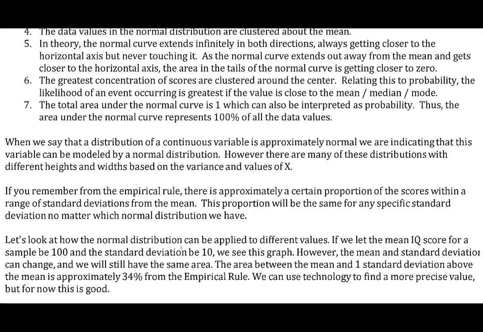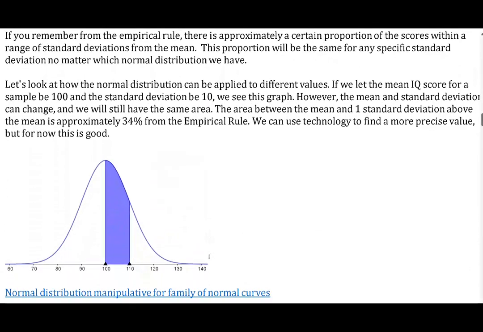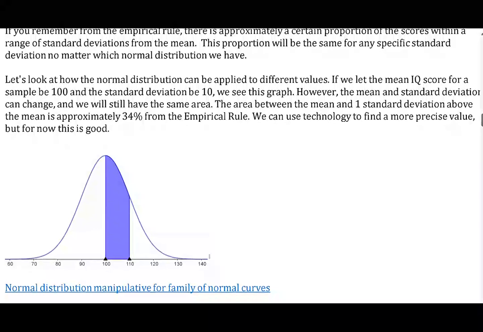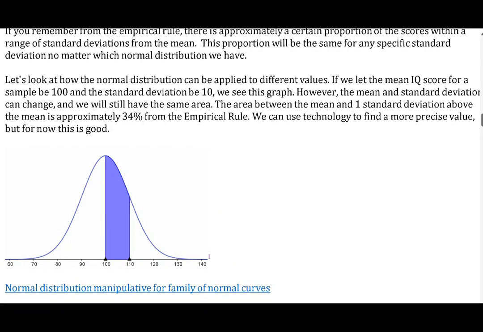Let's look at how the normal distribution can be applied to different values. If we let the mean IQ score for a sample be 100 and the standard deviation be 10, we see this graph. However, the mean and standard deviation can change, and we will still have the same area. Notice that this area is approximately 34% based on our empirical rule. The empirical rule says that between the mean and one standard deviation above the mean, we have approximately 34% of the data values.